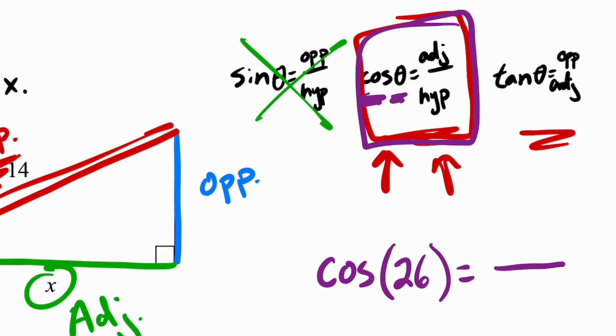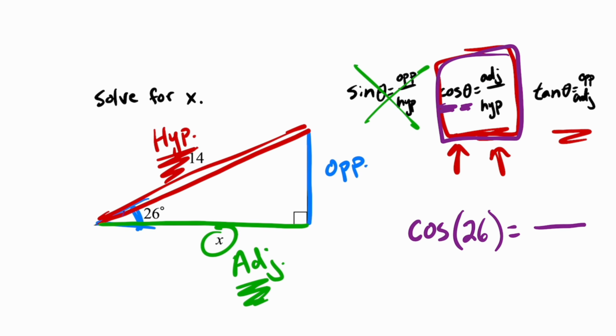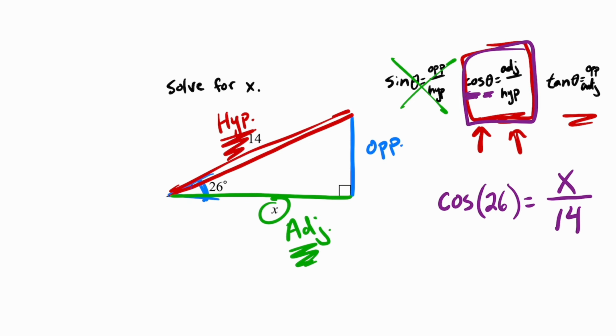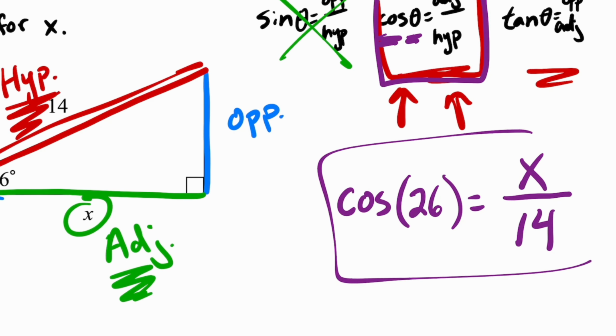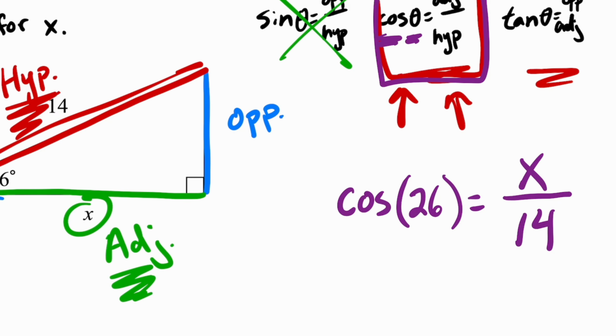So we'll set up a fraction with our adjacent side on top. Our adjacent side was labeled on the x side, so x is our adjacent side, that goes on top, and then hypotenuse, that was our 14, so that goes on the bottom. Okay, so at this point, we're really close to being done. We've set up our equation. Now all that's left is to solve.